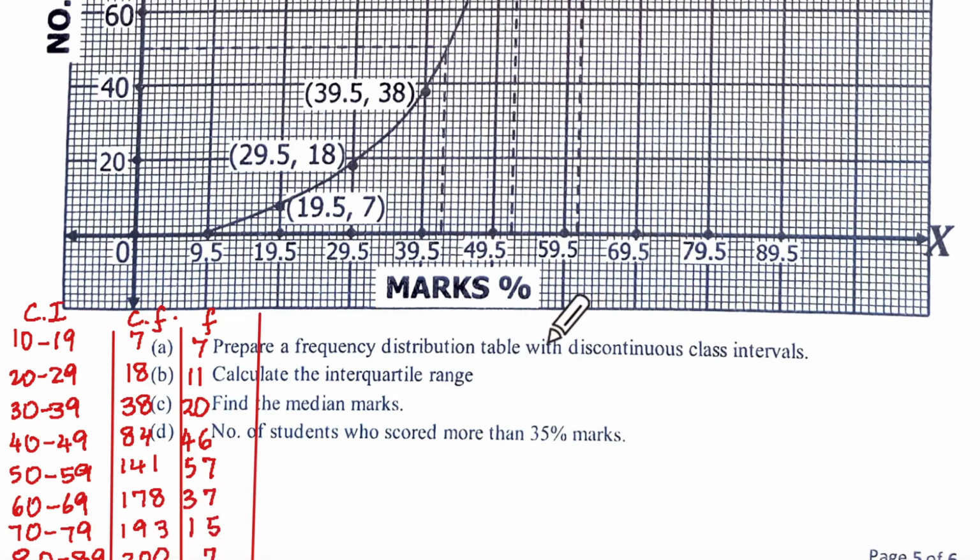Did you understand the frequency distribution table now? You understood this part? Yes, ma'am. This was for your 1 mark. Now calculate the interquartile range. So this is your answer A.